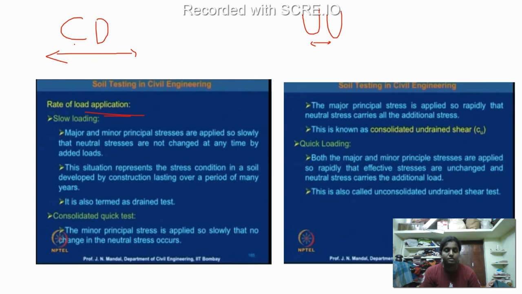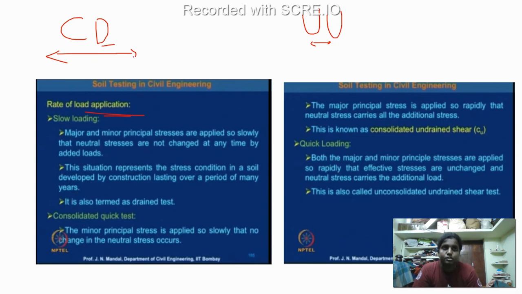Okay, so it takes a lot of time. Then you are applying the shear. Okay, then again you have to wait. You have to wait for a longer time for the water to drain out when you are applying the shear loading. So this is the longest.